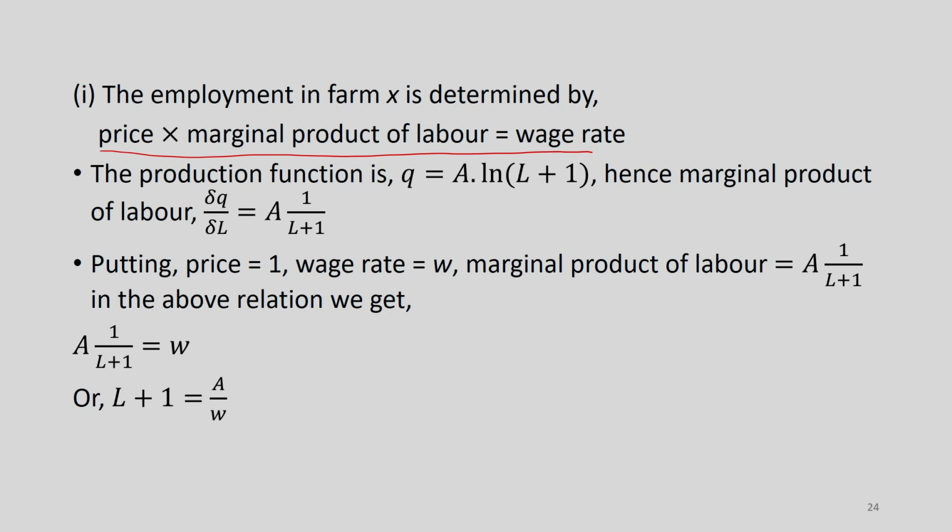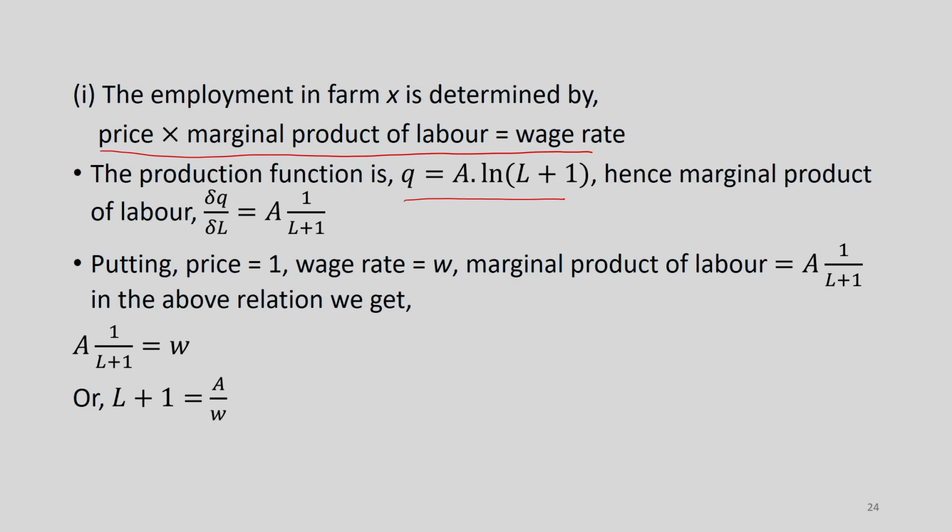Now, out of these three things, price and wage rate are known to us. Marginal product of labor is not known to us, but that can be found out from the production function. Production function is given by this: Q is equal to A multiplied by ln of (L plus 1).